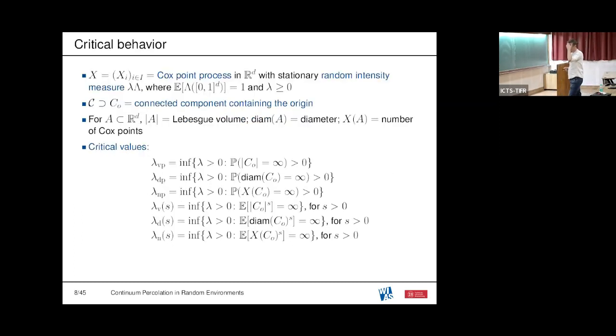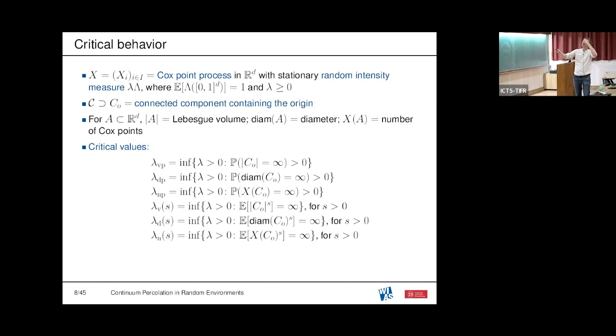So let's go to critical behavior. As I mentioned in the beginning, one is interested in the clustering behavior. Our network, if you want to think in those terms, has good connectivity properties if you have an infinite component. But what does infinite component mean? You can have a variety of notions for critical values. And here are some. So now, in order to be able to tune the system, I want to fix the intensity measure to have on average intensity one.